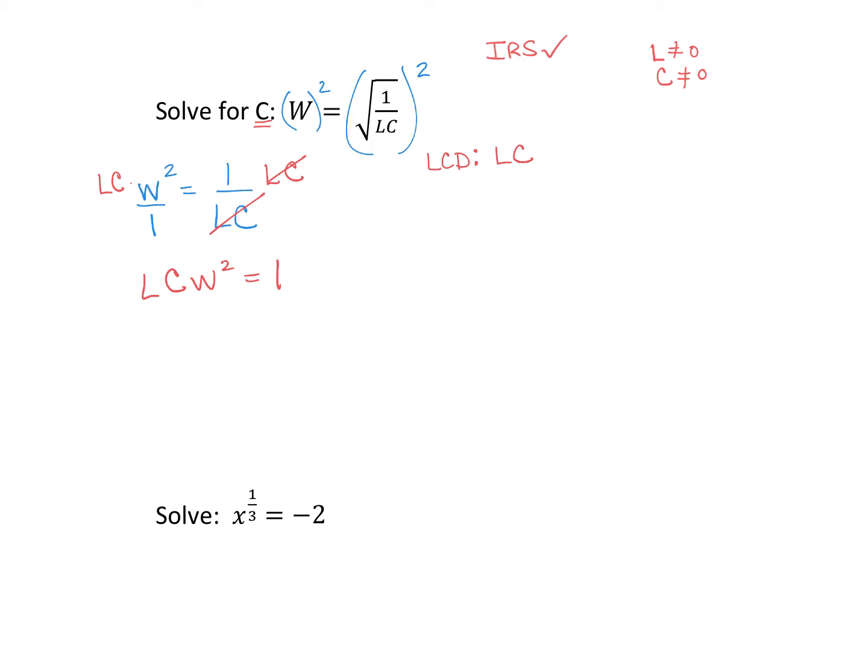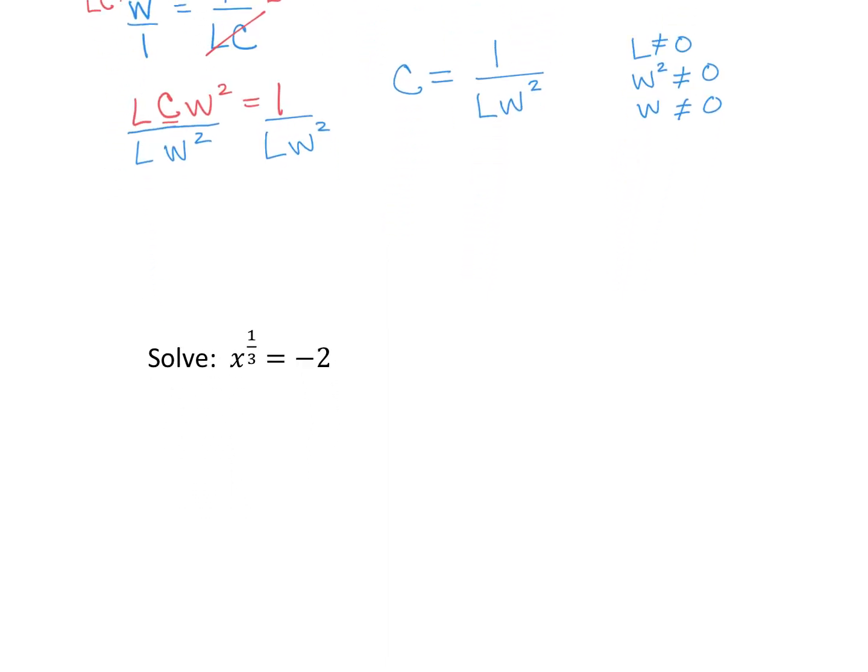And then I want to solve for C, so I'm going to leave the C there, and I'm going to divide by Lw squared. So we get C is equal to 1 divided by Lw squared. All we have to say here really is that L cannot be 0 and w squared cannot equal 0, which means w cannot be 0, because those values would make the denominator 0. Of course, we already knew these two conditions as well.